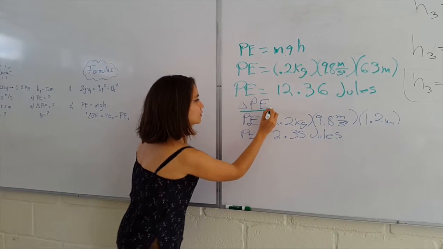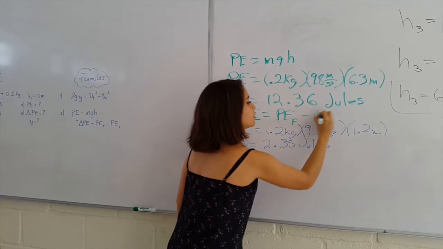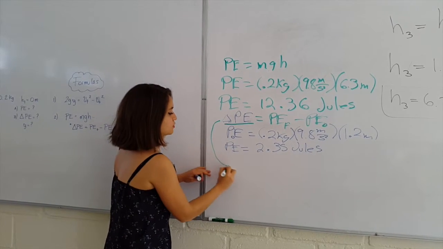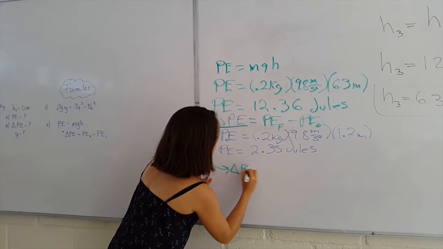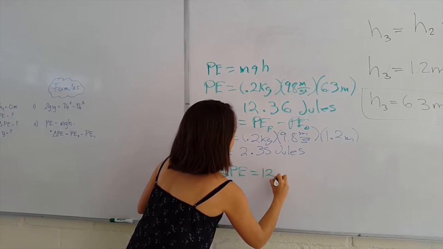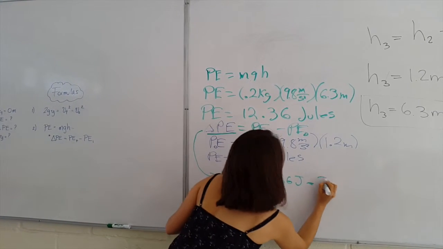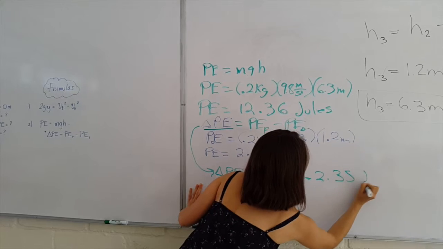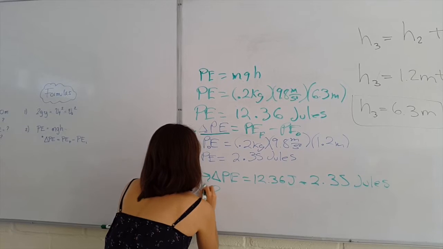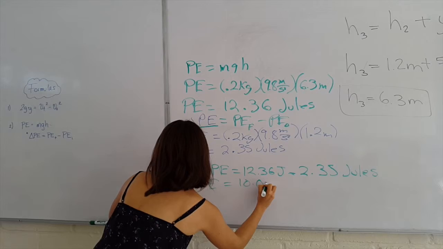Now to get the change, it's the final potential energy minus the initial potential energy. So we're going to substitute: the final, which is 12.36 joules, minus the initial, 2.35 joules. And we get that delta PE is equal to 10.01 joules.